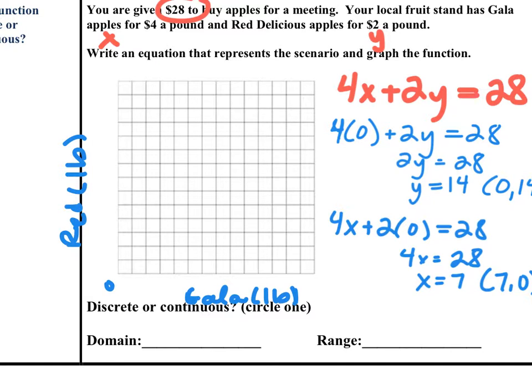Oh, we forgot to label our title. What do you guys want my title to be? Apples. How about purchasing apples? Buying apples? Delicious apples. Tasty apples. Sure. It's your title. Just don't get too crazy on the EOC. Okay?